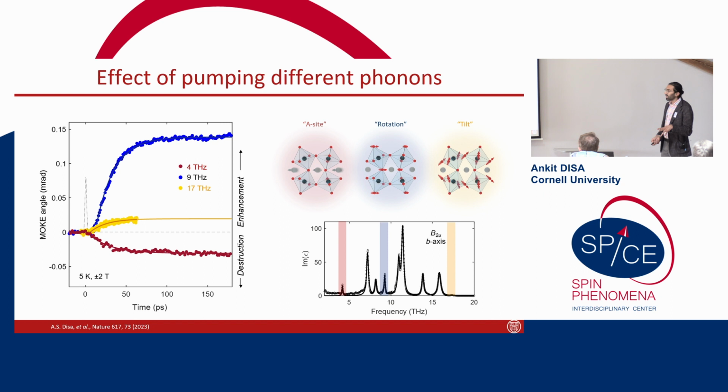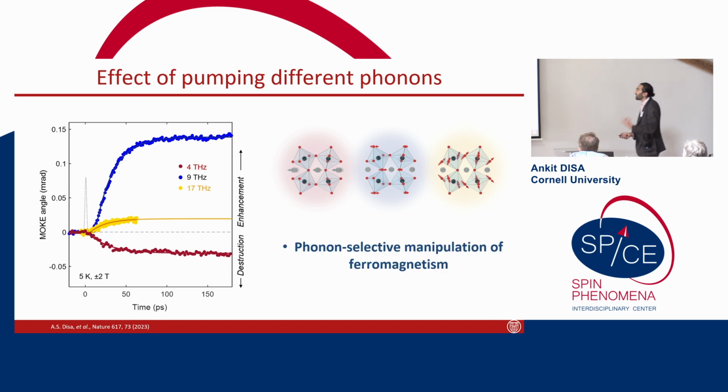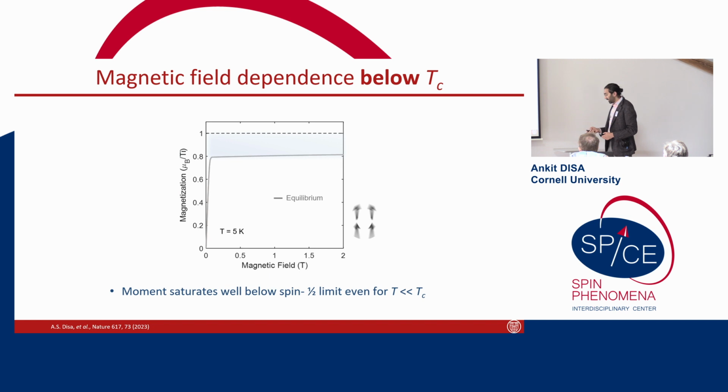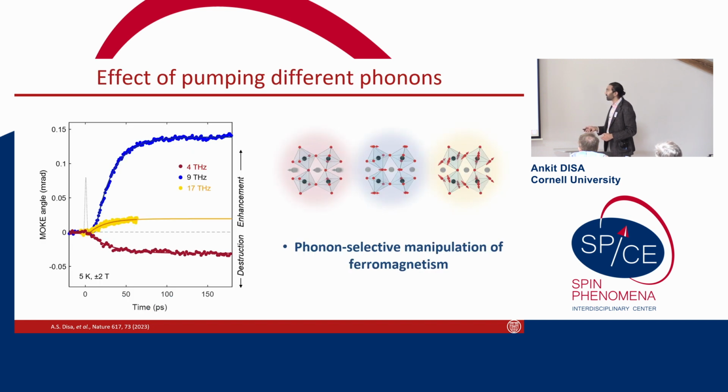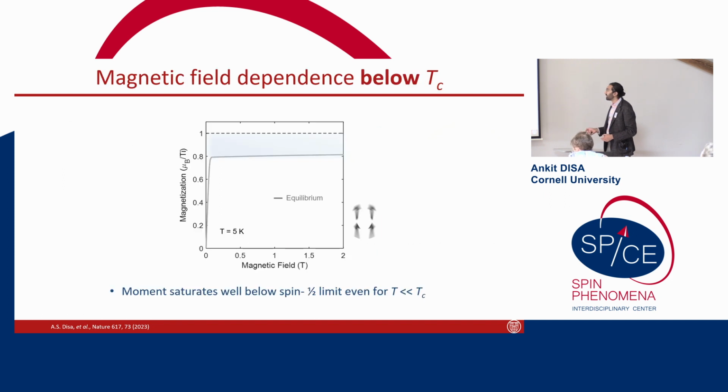Okay, so this was for me a very exciting result because it shows for the first time phonon selective manipulation of ferromagnetism in the sense that it's not just the energy you're dumping into the system that matters. It actually matters what distortion you drive, right? So this is actually already an important signature that we're doing something interesting to the system. And now we can see actually what is this non-equilibrium magnetic state that we drive, okay?